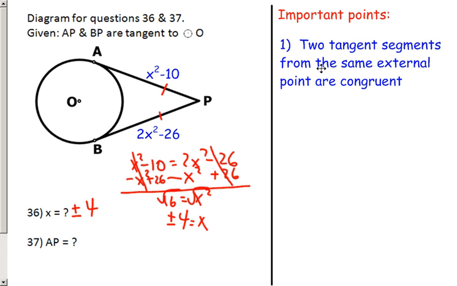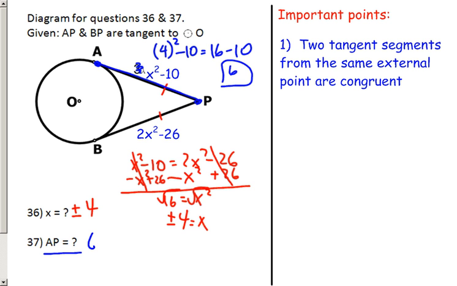The last question is, what is AP? Well, AP is the segment here, which has a length x squared minus 10. So when you plug in 4, let's cross that out, I got 4 squared minus 10, which is going to be 16 minus 10. Or negative 4 squared, you're going to get the same thing. It's going to give you 6. So I see that AP is actually going to be 6, as x was positive or negative 4.